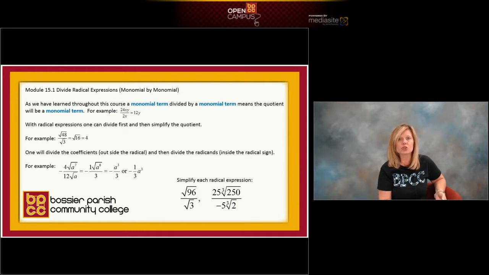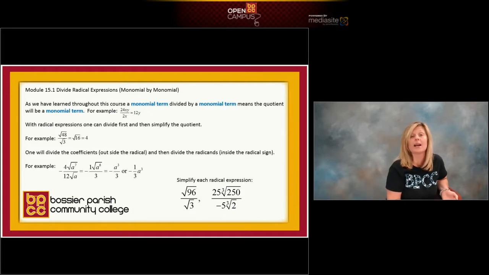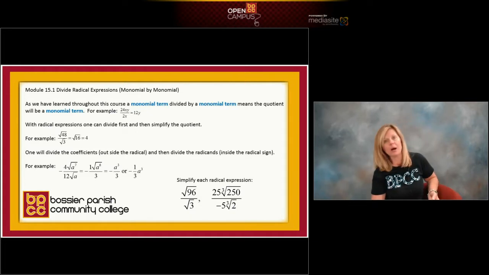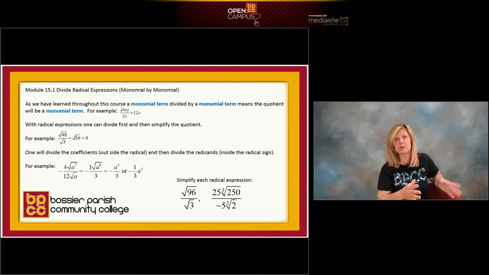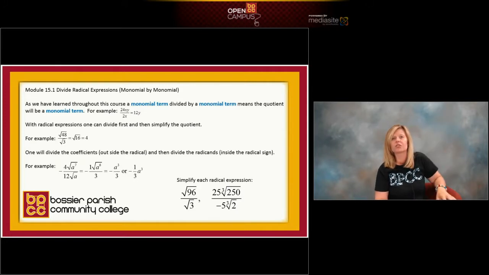The same thing is true with radical expressions. When we're dividing, first of all, we will only divide a square root by a square root or a cube root by a cube root. Okay? It has to be the same index. The rule is when we divide, what's on the outside of the radical symbol, the coefficients, we will divide with what's on the outside. What's inside the radical symbol, we'll divide with what's inside the radical symbol. So we'll divide the radicands.